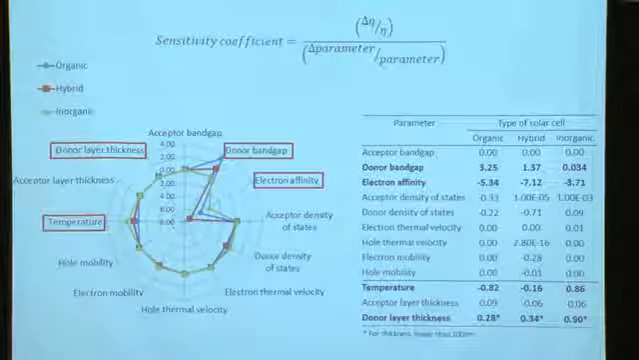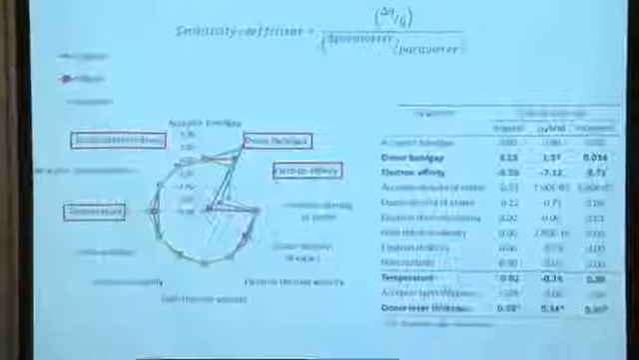So as we can see, we found 4 major parameters. The first 2 are donor band gap and electron affinity, which are well-known material properties. And the others are donor layer thickness and temperature, which can be controlled well experimentally. So from this sensitivity analysis, we strengthen confidence in our simulations.